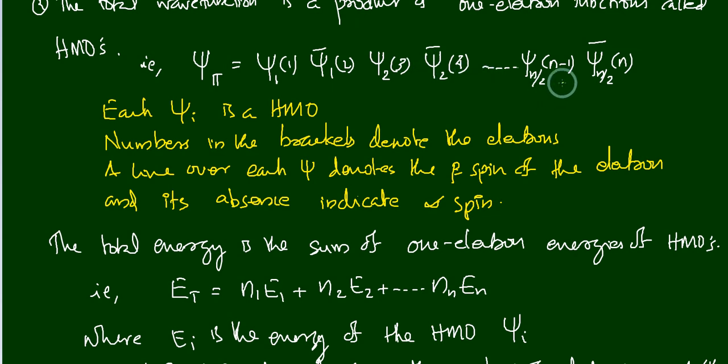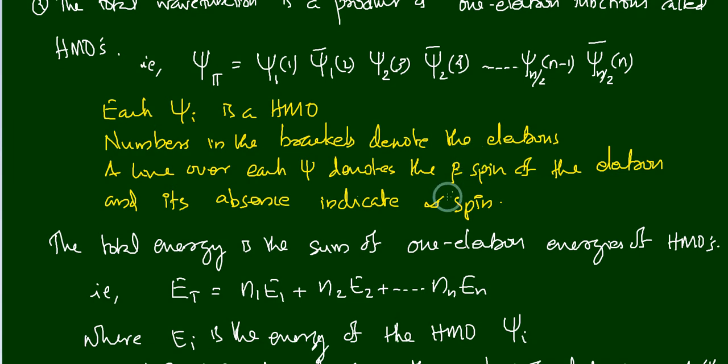And you can see here that we have n/2 Hückel molecular orbitals. This is because the system has n electrons. Suppose n is an even number. Then in order to accommodate the n electrons, we need only n/2 Hückel molecular orbitals, because each orbital can accommodate 2 electrons. That's how this function is constructed.